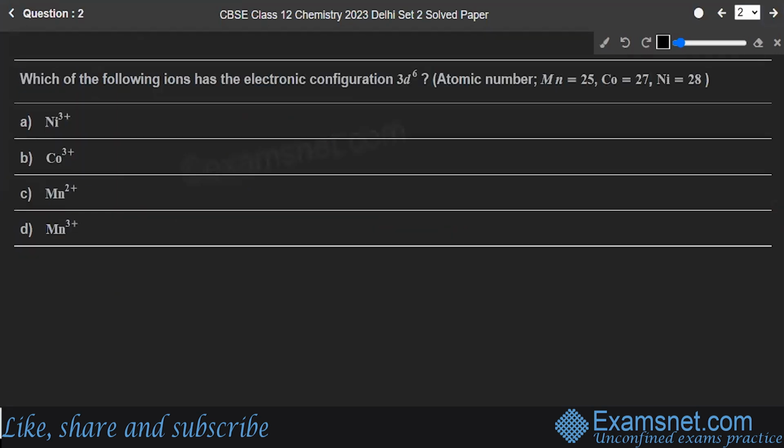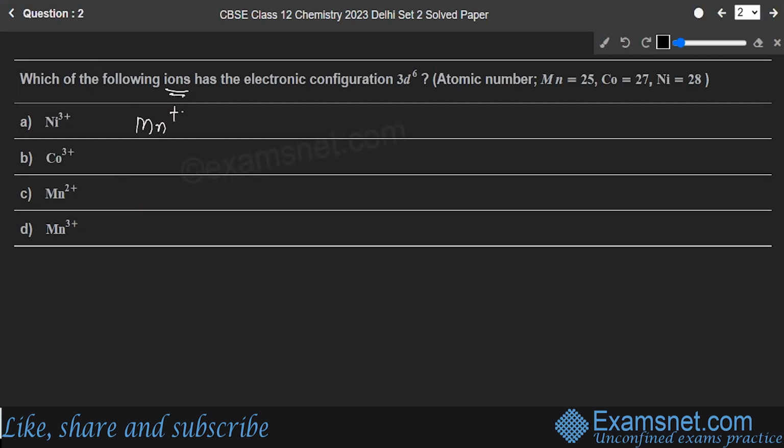Next is question number 2. Which of the following ions have the electronic configuration 3d6? Atomic number of manganese is 25, cobalt 27, nickel 28. So let's discuss the electronic configuration of all of them. Since it's been talked about the ions, let's write down the electronic configuration for the ions.